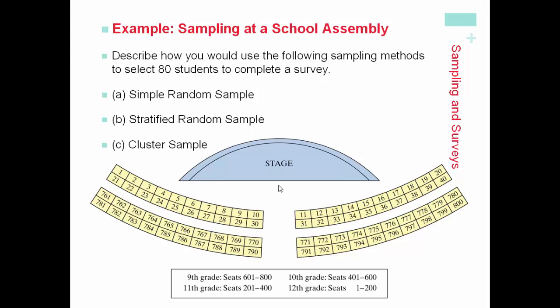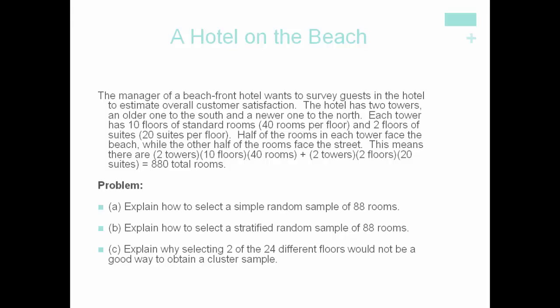Here's another example. A manager of a beachfront hotel wants to survey guests in the hotel to estimate overall customer satisfaction. The hotel has 2 towers, an older one to the south and a newer one to the north. Each tower has 10 floors of standard rooms, 40 rooms per floor, and 2 floors of suites, 20 suites per floor. Half of the rooms in each tower face the beach, while the other half of the rooms face the street.